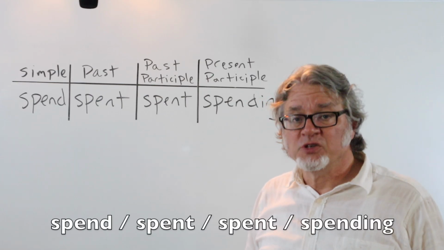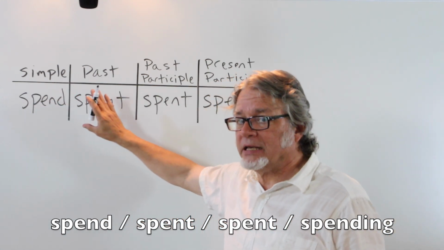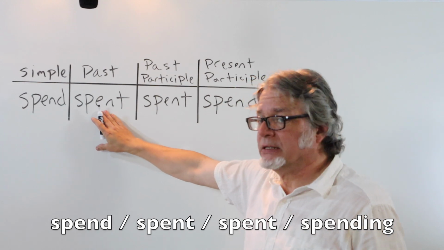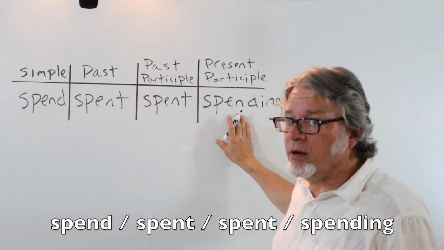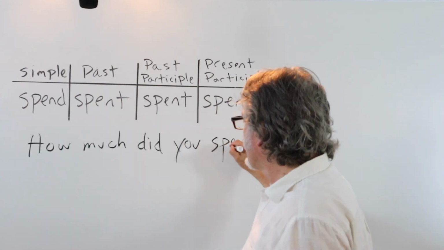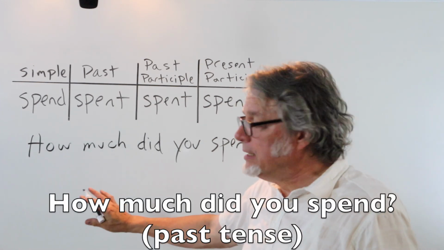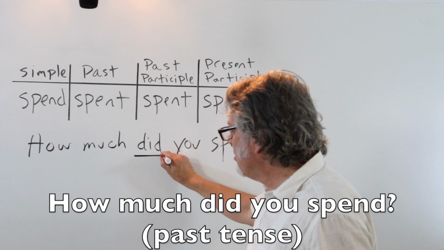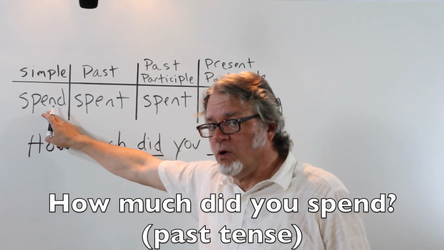Here's the verb spend in the simple form. In the past tense, it's spent. As a past participle, it's spent. And the present participle is spending. How much did you spend? In this question, here's the helping verb. This is the main verb. It's in the simple form.